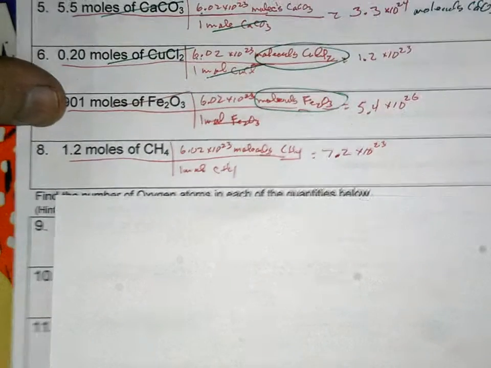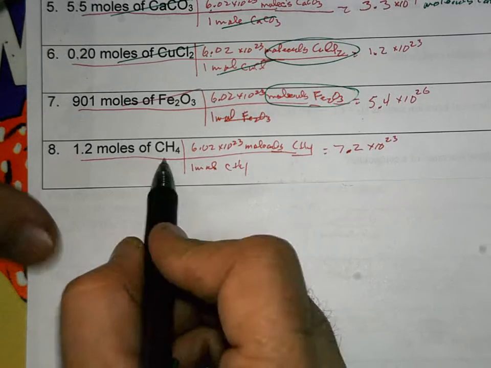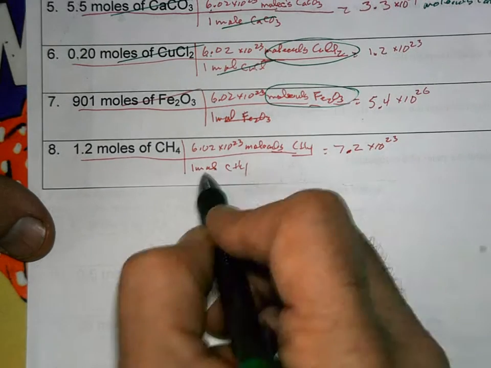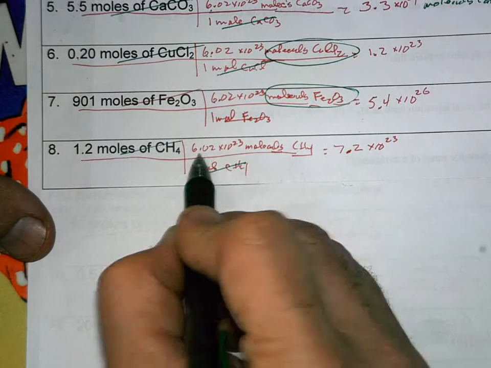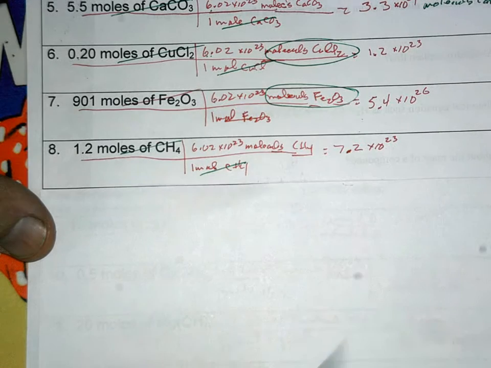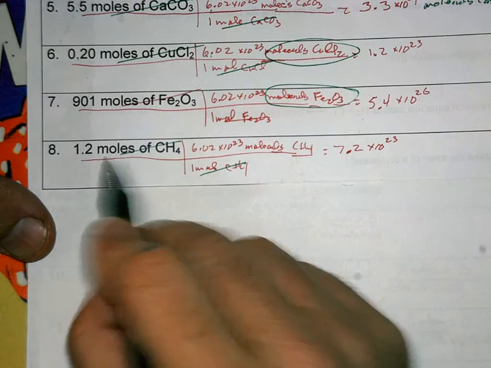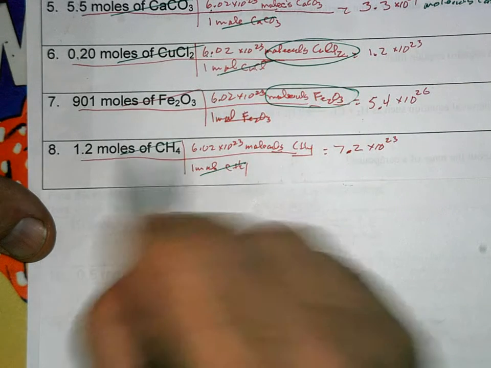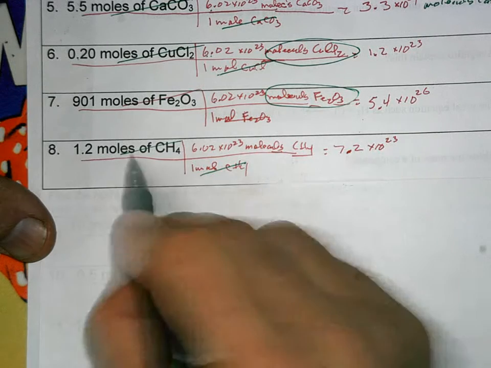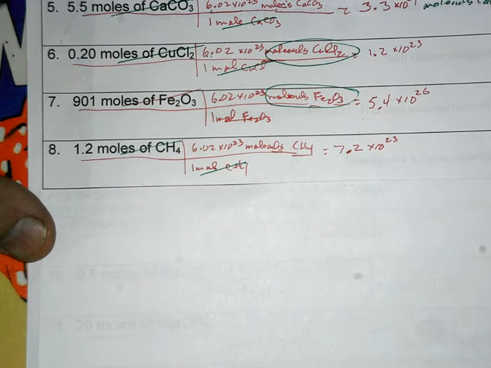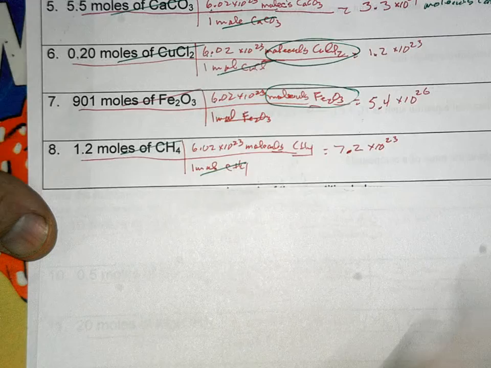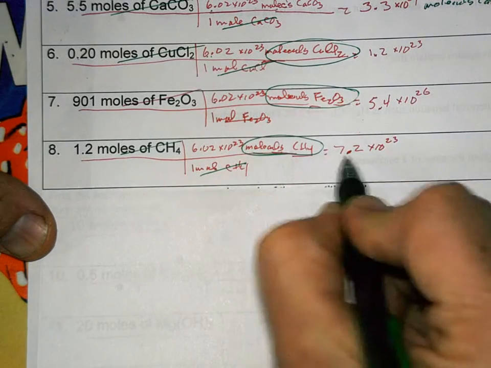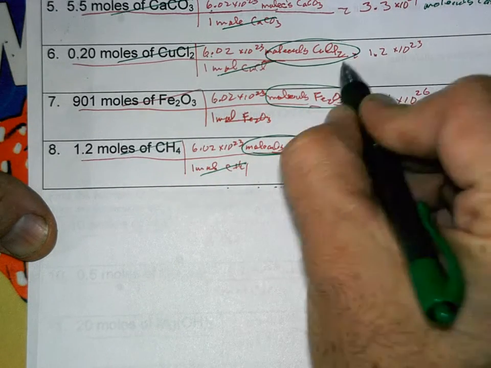And our last practice conversion here, you had 1.2 moles of methane gas, CH4. Well, 1 mole of methane is 6.02 times 10 to the 23 molecules of methane. And when we do the math on this, 6.02 times 1.2 turns out to be 7.2 times 10 to the 23 molecules of CH4. I really should write those out, but I didn't.